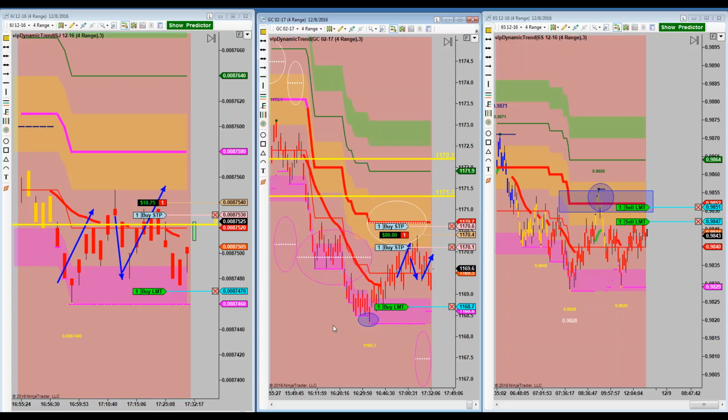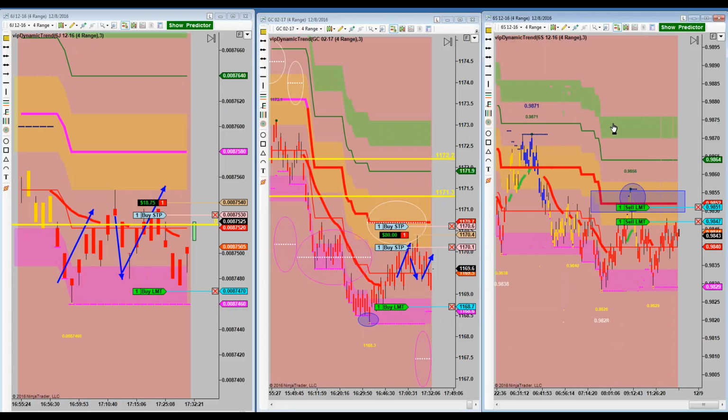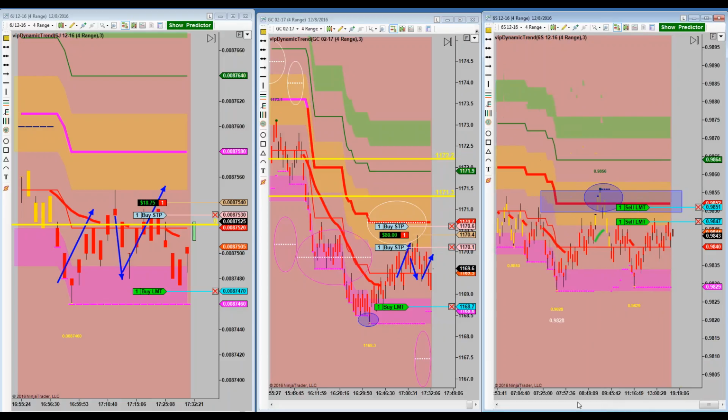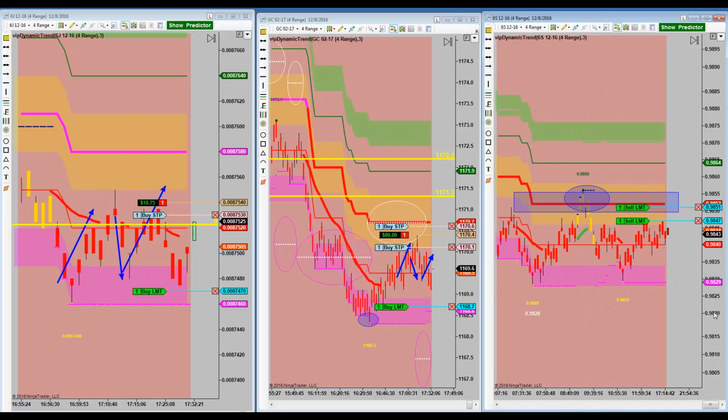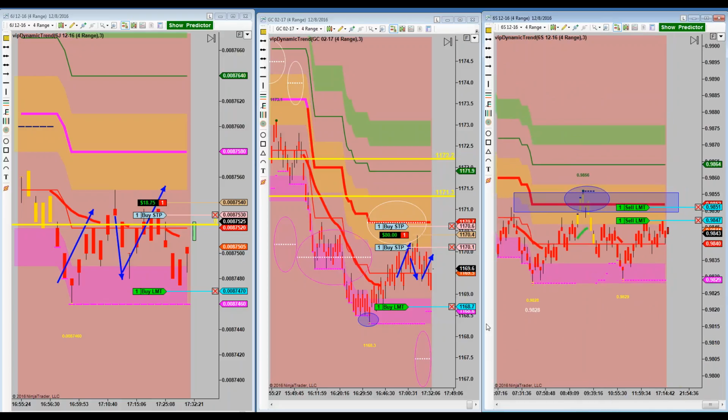Gonna get us. 6J. Still not filled over here on 6S. Waiting for that to fill. See if we get it. One more tick, it'll take that stop.